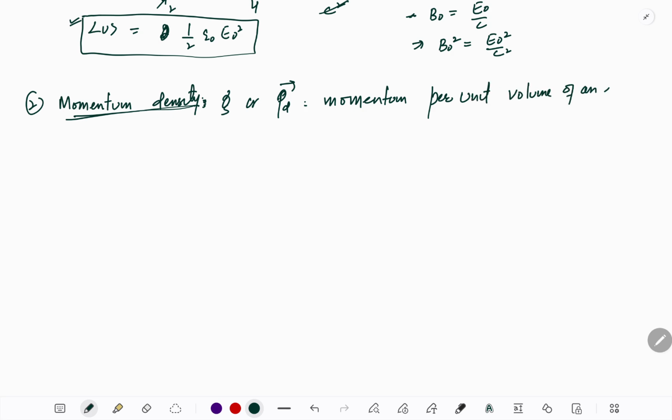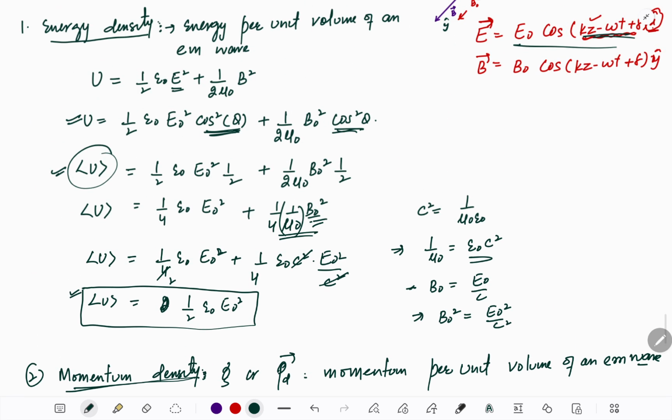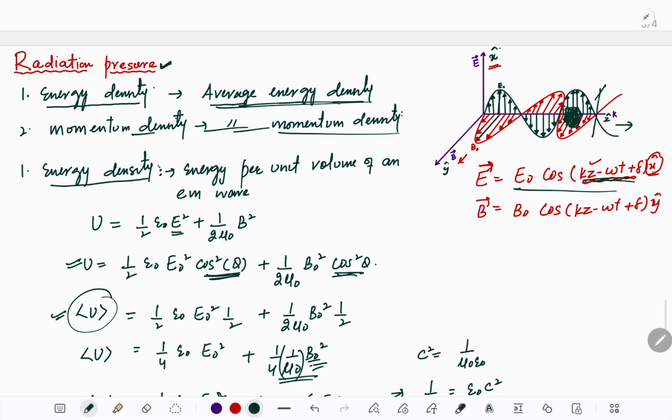Basically, when the electromagnetic wave strikes any surface, if I put some surface here, that surface feels a force, and that force exists only if there is a change in momentum according to Newton. The rate of change of momentum tells us the force, so this surface feels the force, and it also feels the pressure. We call that the radiation pressure.